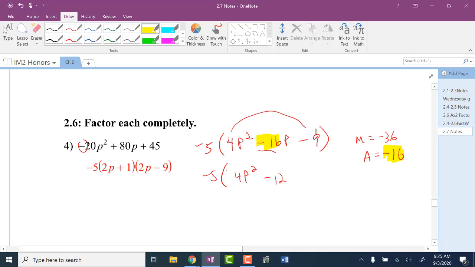M is the multiply of 4 times negative 9. A is the middle term. I don't even know where negative 9 came from. But I knew I had a mistake because negative 12p plus 3p doesn't equal 16 negative p's. So there was a problem there. Reboot on the chat. What multiplies to negative 36 and then the same two numbers add to be negative 16?